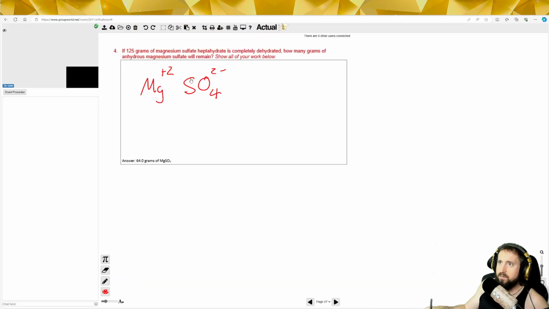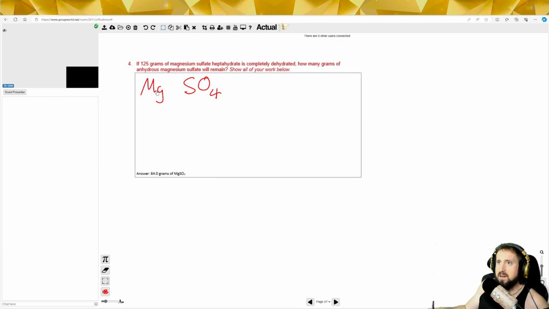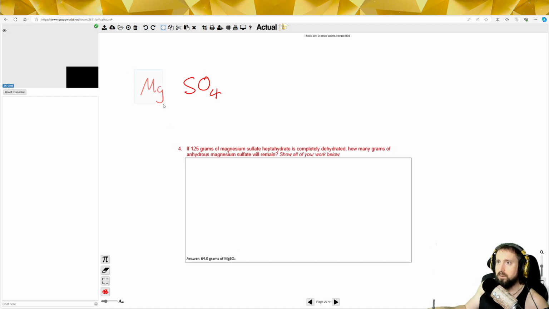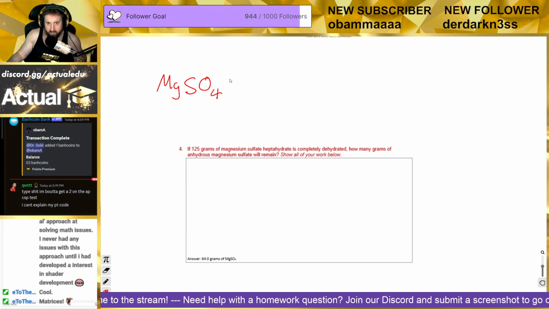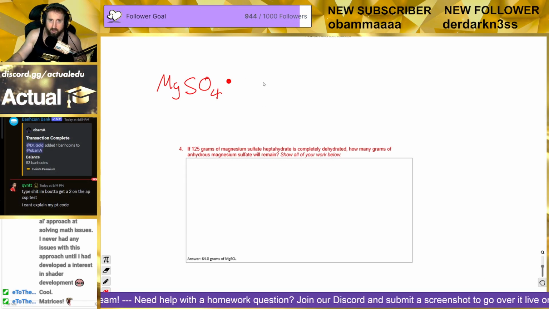Because these have the same ionic charges, we don't need to put any subscripts down here. If this, for instance, were +3, then this would become 3, and then this would become 2. But because they're the same charge, you can just leave them. Okay, cool. So we got magnesium sulfate, and then heptahydrate. Heptahydrate means that they're going to put this dot here, and they're going to put a bunch of H2Os. Hept, I believe, is 6.